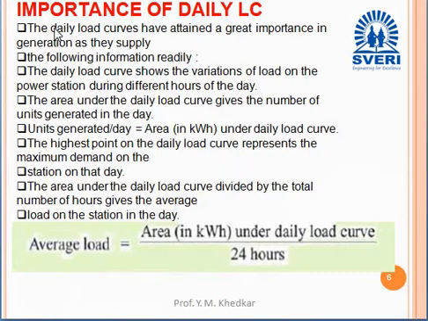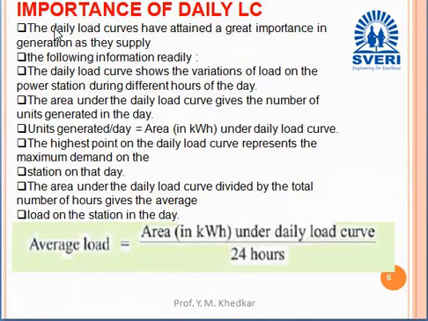The area under the daily load curve gives the number of units generated in a day or consumed in a day. The units generated per day is equal to the area in kilowatt hour under the daily load curve. The highest point on the daily load curve represents the maximum demand on the station of the day.